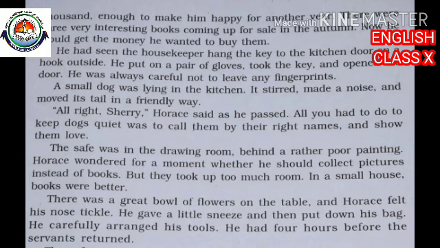The safe was in the drawing room behind a rather poor painting. Horace wondered for a moment whether he should collect pictures instead of books. But they took up too much room. In a small house, books were better. There was a great bowl of flowers on the table, and Horace felt his nose tickle. He gave a little sneeze and then put down his bag. He carefully arranged his tools. He had 4 hours before the servants returned.